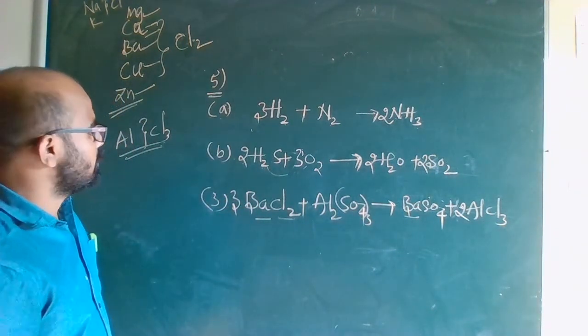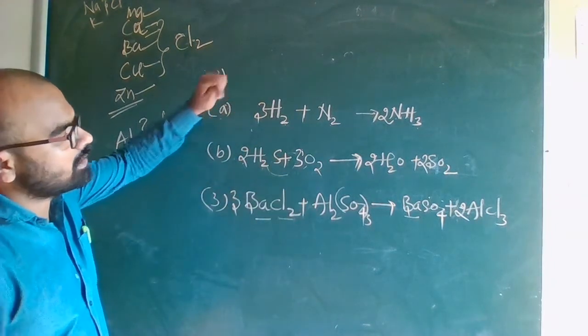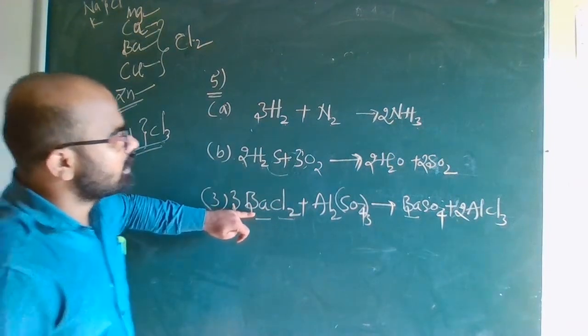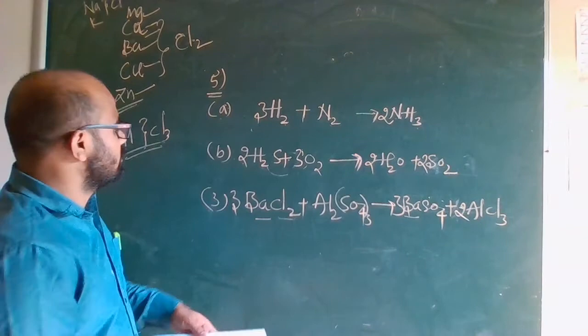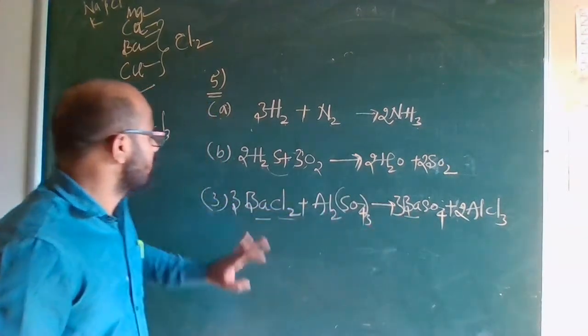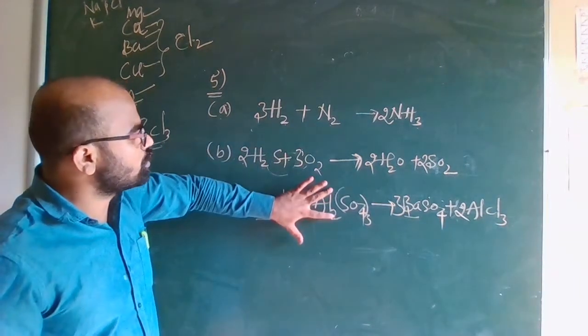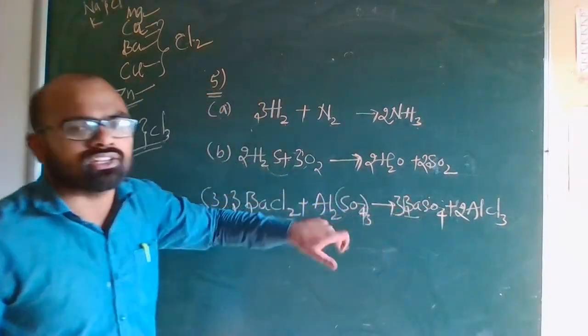So again, if I put 3 BaCl2 there, what did it become? 6 Cl there. Yes. 3 Ba. There is no other choice. I have to put 3 here. 3 Ba, 6 Cl, 2 into 3, 6 Cl. Al are 2 Al, SO4 3, 3 SO4, done.